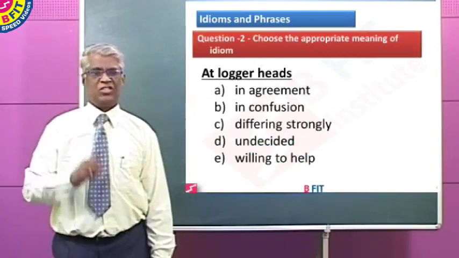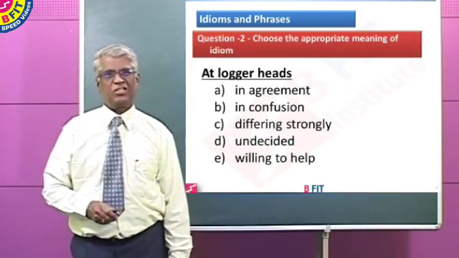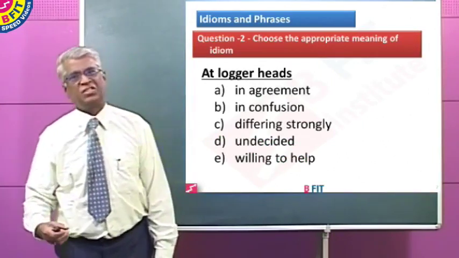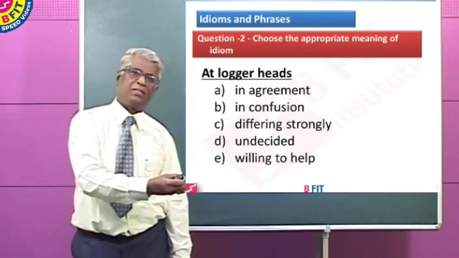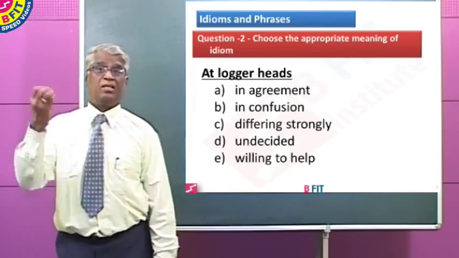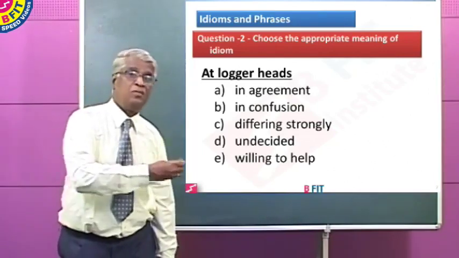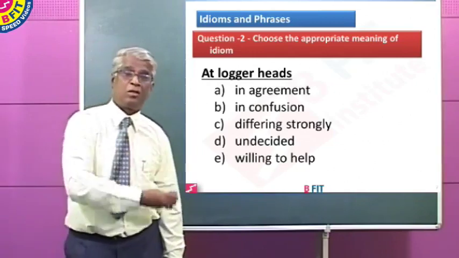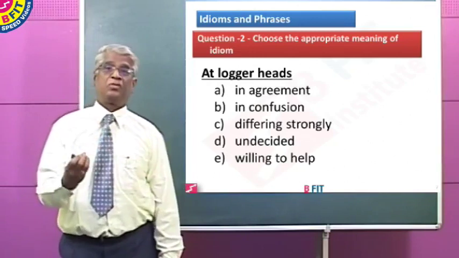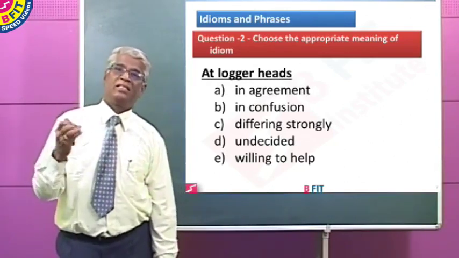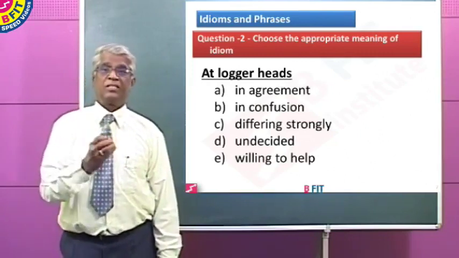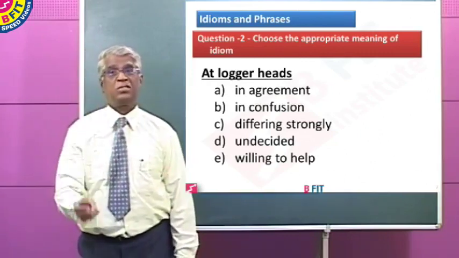At loggerheads. Now there is a boss and he has his assistants. The boss suggests something, the assistants or the subordinates suggest something else. So there is no conformity, there is no concord between the boss and his assistants. You can therefore say he and his assistants are at loggerheads. This is the sentence. Now look at the options.